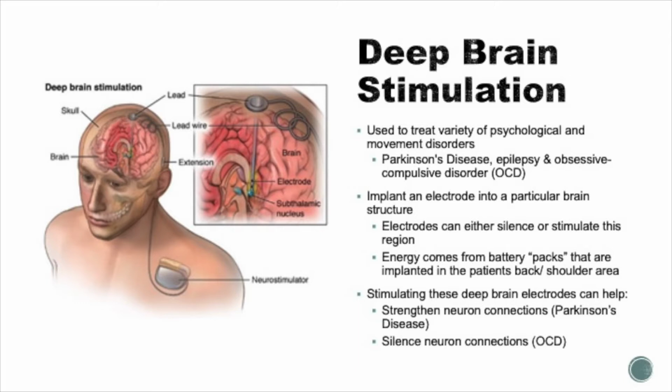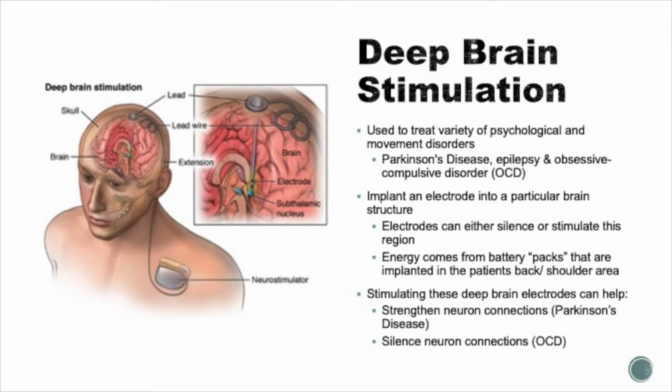So if you can remember, in Parkinson's disease, they have loss of dopamine within the substantia nigra. So increasing these neurotransmitters by activating the neurons within the substantia nigra has been shown to have some improvement on their motor abilities. And it also can be used to silence neuron connections.